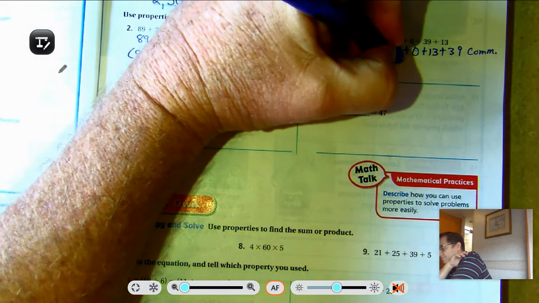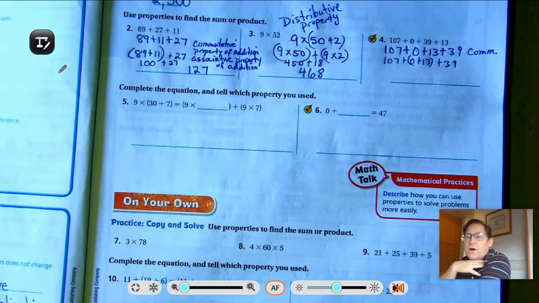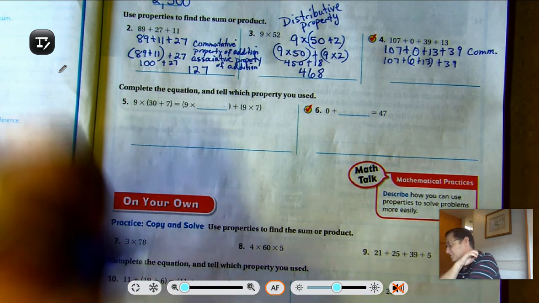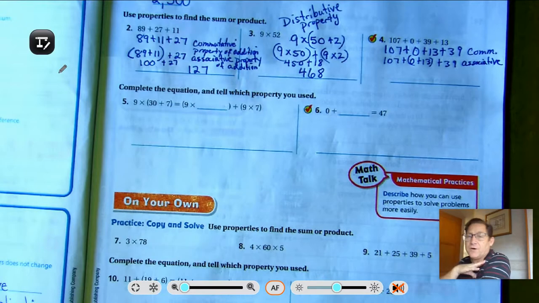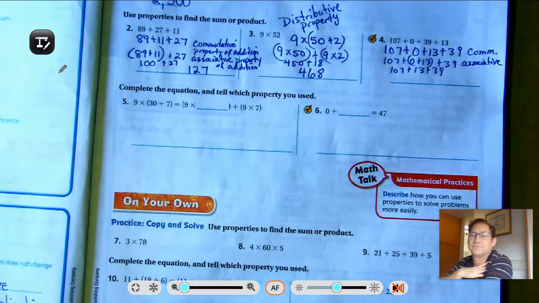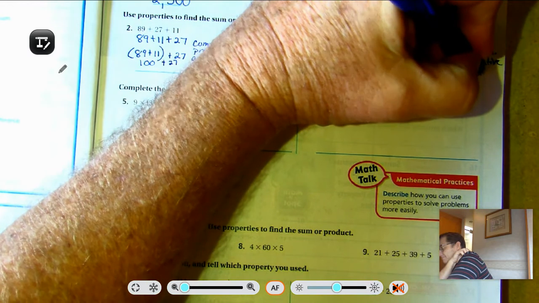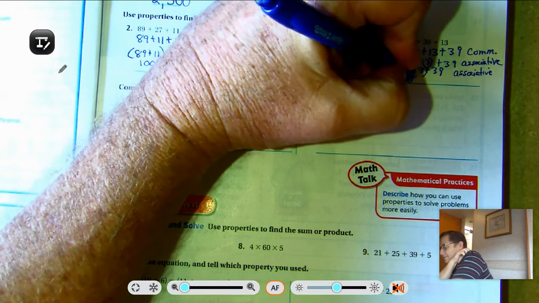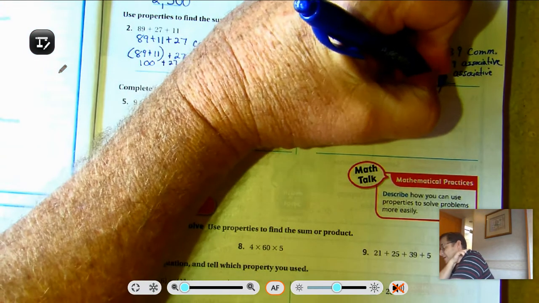Now, I want to group the 0 and the 13. Which property allows us to group addends without changing the sum? The associative property. I'm not going to abbreviate that one. That leaves me 107 plus 13 plus 39. Let's group 107 plus 13, associative. That leaves me 120 plus 39. 120 plus 39 is 159.